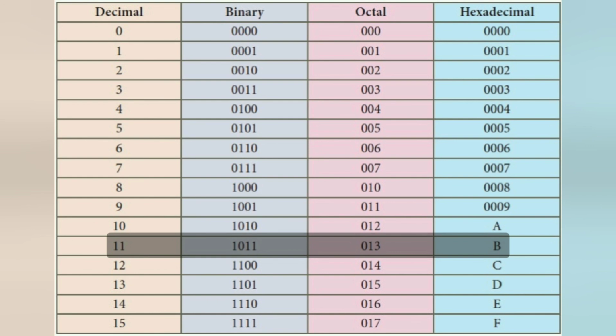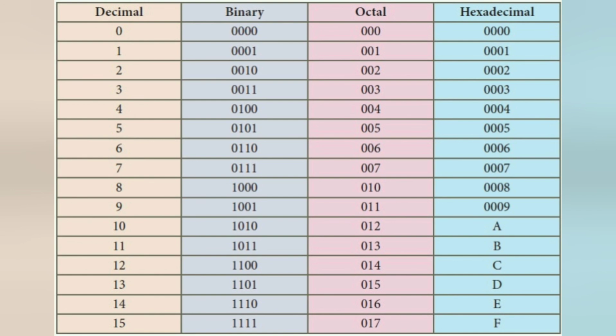The decimal number we use in our real life, and binary, octal, hexa, these three numbering systems are mainly used in computers. And in the next class you will be learning number conversion. For example, if a binary number is given, you should identify the equivalent decimal number, octal number and hexadecimal number. Like this, converting the number is called number conversion.